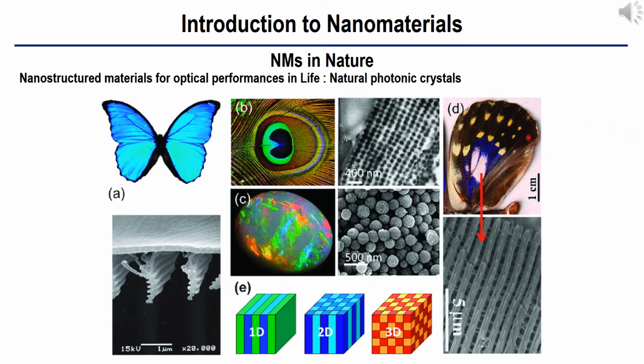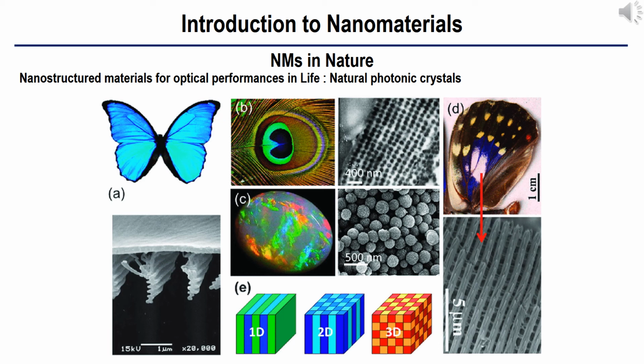As explained in the previous slide, most of the nanomaterials observed in nature have specific functions, which help living things to live, survive, mate, and reproduce. In particular, nanostructured materials can give profound functionality such as optical or photonic performance.